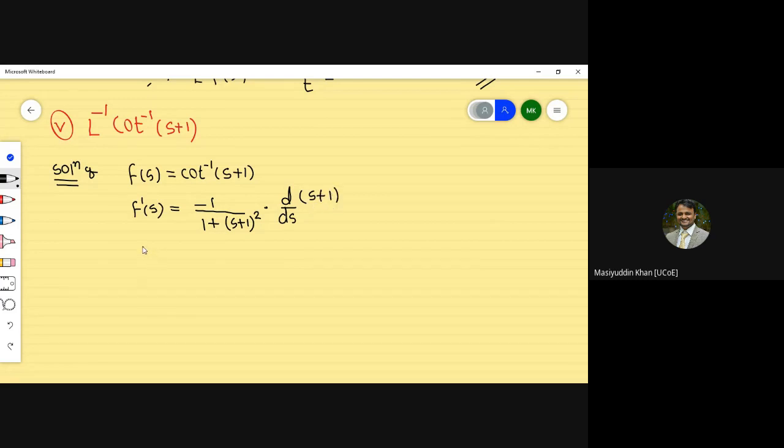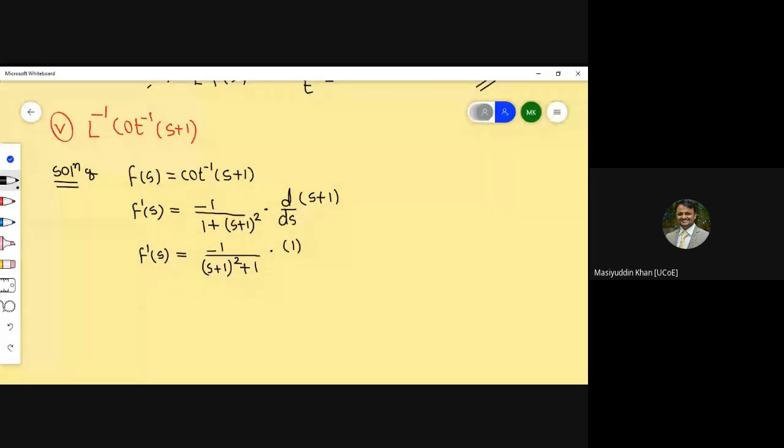Now f dash of s is equal to minus 1 upon s plus 1 the whole square plus 1, into the derivative of this function. You can see that you're getting 1 only, because the derivative of s with respect to s is equal to 1. The derivative of 1 will be 0 because it is a constant.